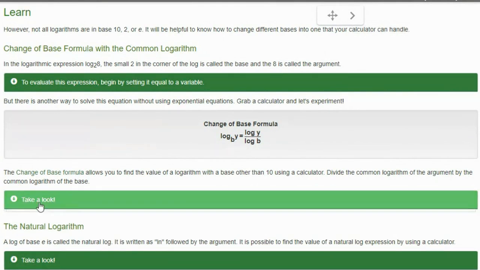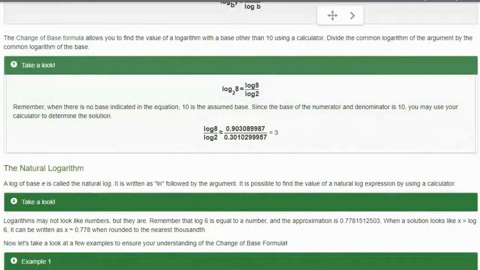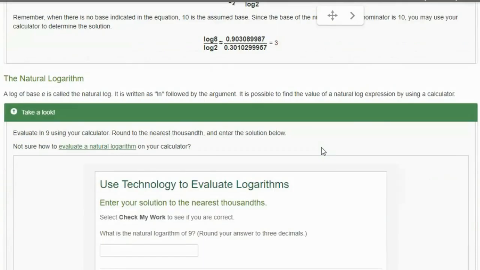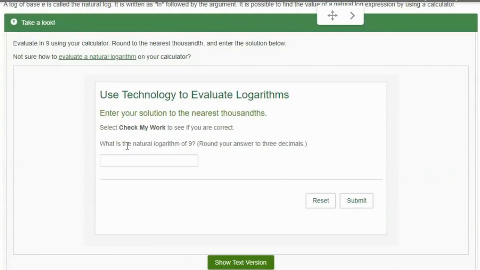You can also use the natural log. There's the log 8 divided by log 2. You could do it with natural log. What is the natural log of 9? Round your answer to 3 decimals.